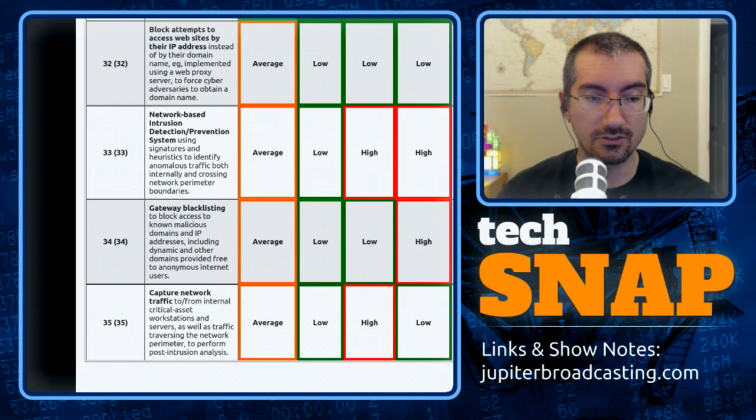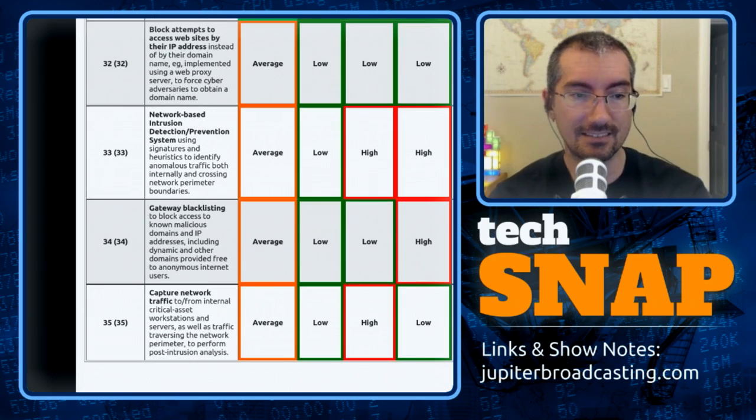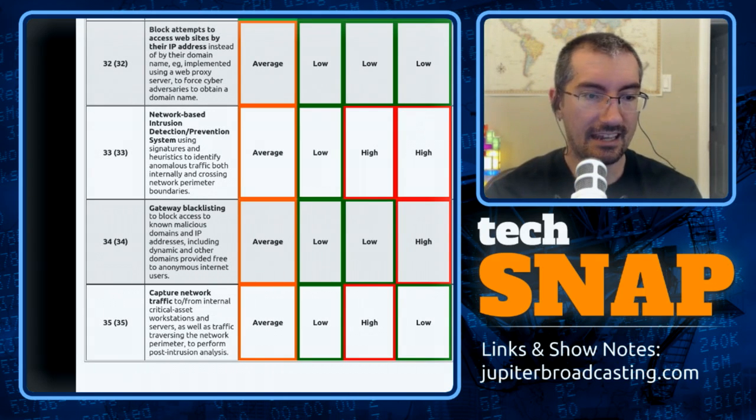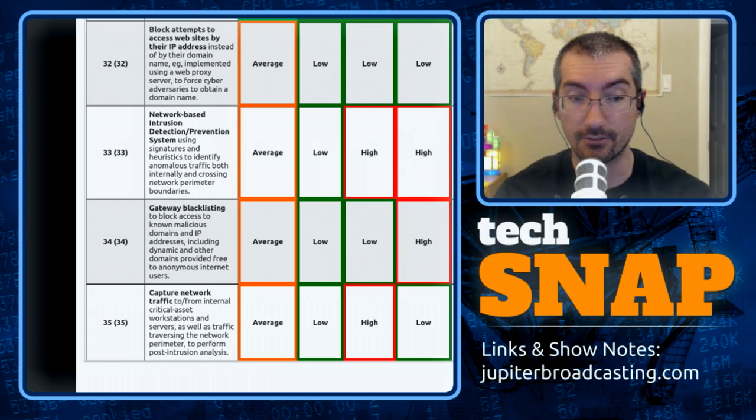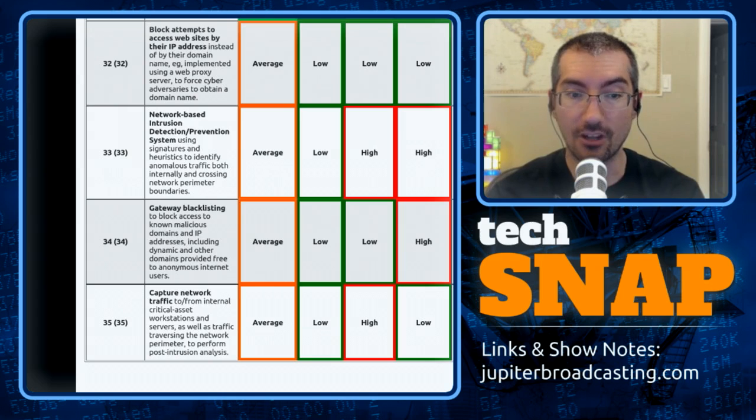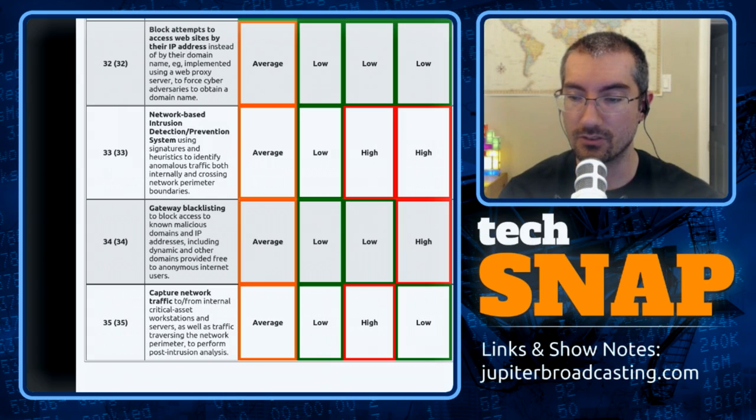And then network-based intrusion detection, gateway blacklisting to block known malicious domains and IP addresses. And capture network traffic to and from internal critical asset workstations and servers. So basically logging every single packet that goes back and forth, like a full Wireshark-type capture onto this file server that has all your sensitive data. That's pretty intense. If you're like an aerospace company, then it makes sense.